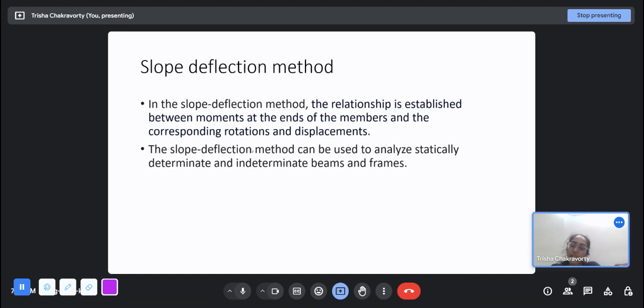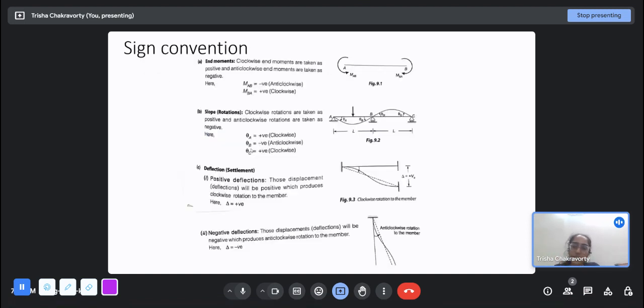We will take the displacements and rotations at the joints as unknowns, and using equations of equilibrium at each joint, we are going to solve them. Once we have the displacements and rotations at the joints, we can move on to the forces and displacements of the entire members. First, we look at the sign convention. The clockwise end moments are taken as positive and anti-clockwise end moments are taken as negative.